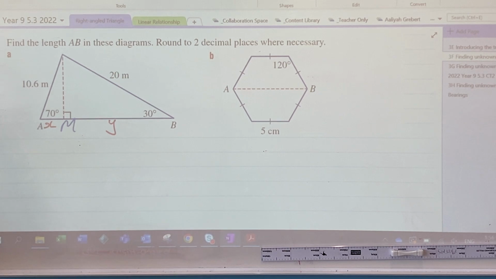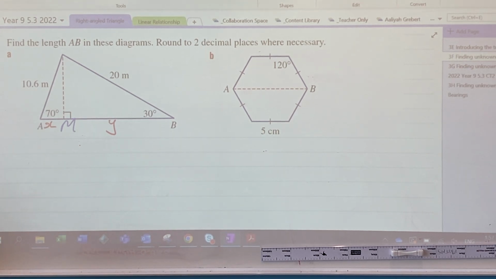This is how our brain should be thinking at this point in time. If I can find X, I can find Y. Do you think job done? Why do I say job done? I just add them together. Of course, that's how AB is defined: X plus Y. How do I find X?